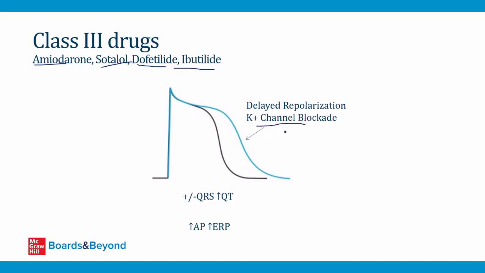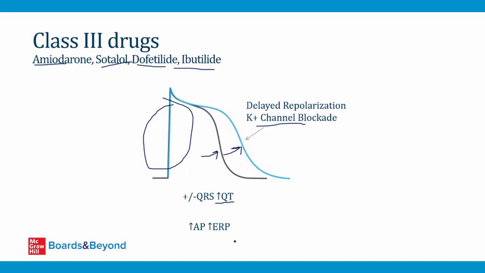So that delays repolarization of myocytes. So you get a switch from the black action potential here to something like the blue one here. This is really not going to change the QRS complex much. That's affected by phase 0 here, which is the same in the black and the blue action potential, but it is going to increase the QT interval. That's what most of the class 3 drugs do, is increase the QT interval, and therefore they can potentially cause the arrhythmia torsade de pointes.